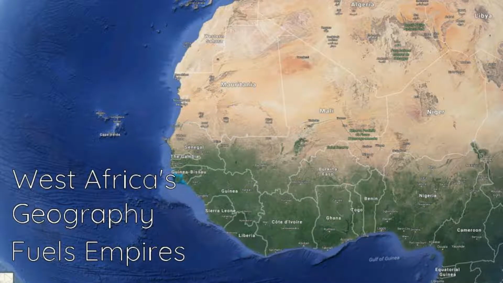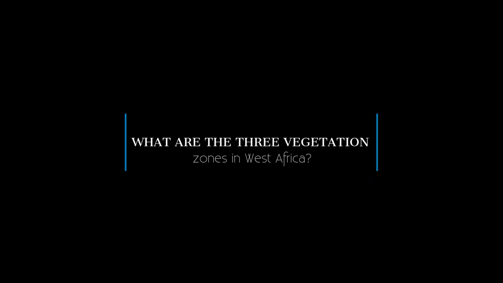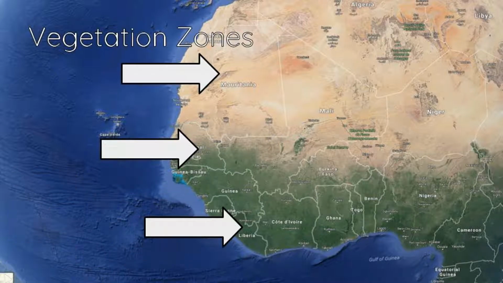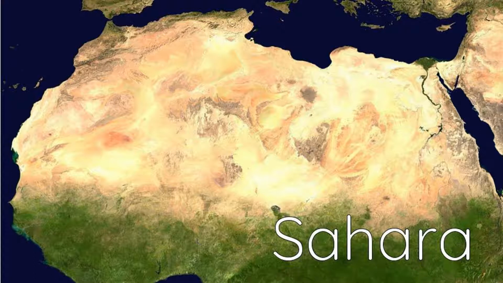The first section we're going to be talking about, West Africa's geography fuels empires. You can find this on pages 157 and 158. The question we want you to be thinking about, what are the 3 vegetation zones in West Africa? West Africa's geography helped people develop a strong trade. West Africans had 3 vegetation zones: desert, grasslands, and forests. Soil and climate determined what plants grew in a vegetation zone. For example, a desert had a dry climate. Only plants that use little water grow there. The northern section of West Africa is a part of a large desert. This desert is called the Sahara.